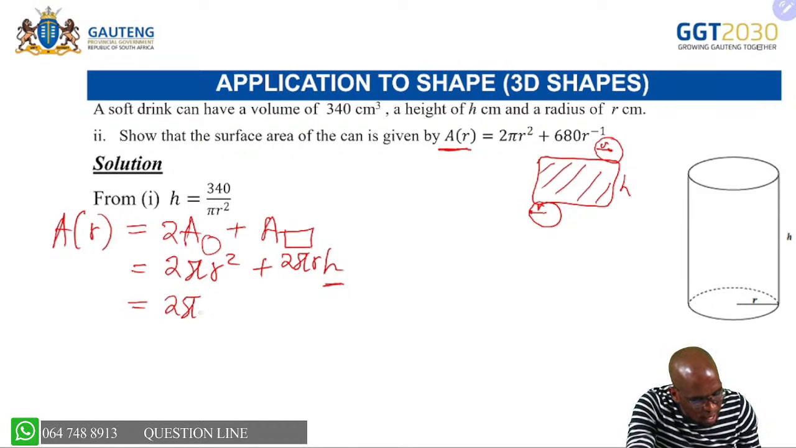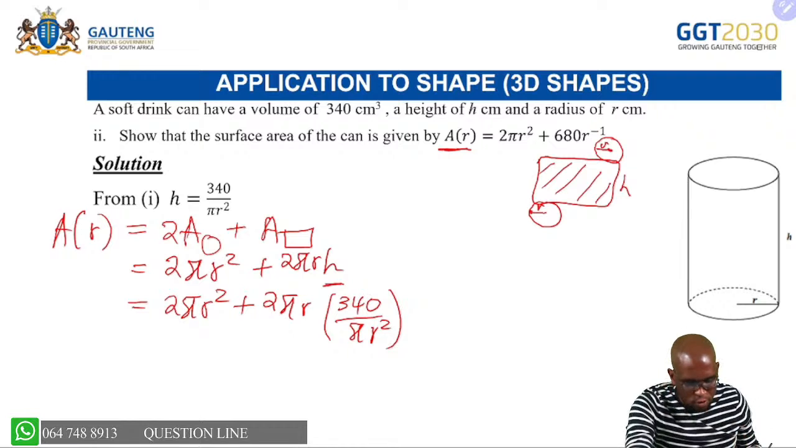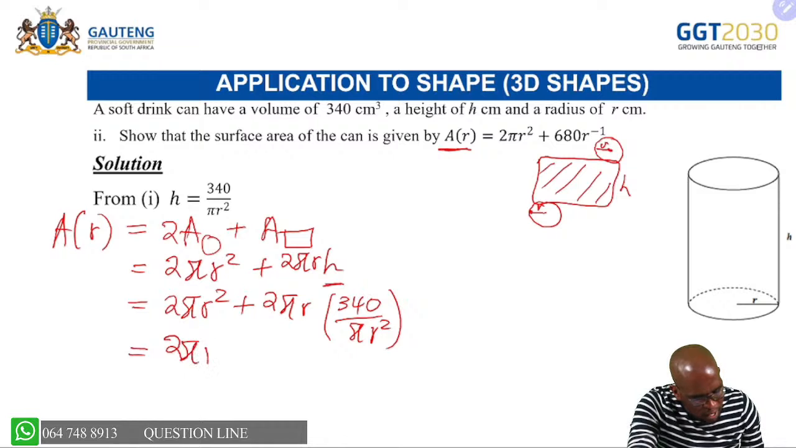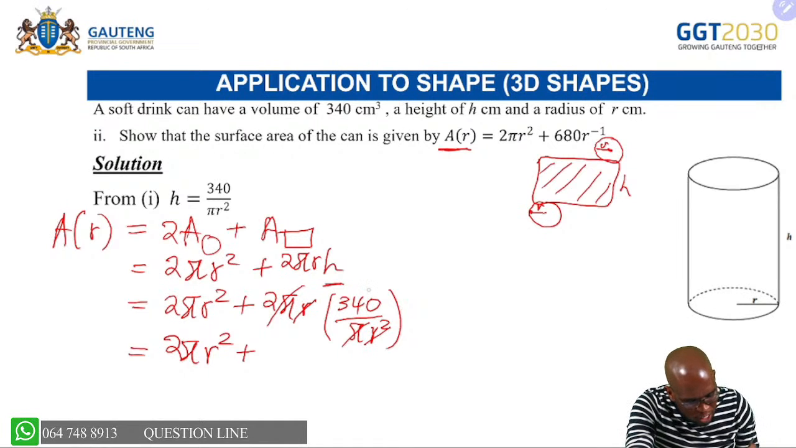So this is 2 pi r squared plus 2 pi r. H is given by 340 over pi r squared. Now, continuing with this, we have that this is 2 pi r squared plus, obviously, the pi and the pi is going to divide out. This r is going to go to the r squared once. 2 times 340, that should be given by 680 divided by r.